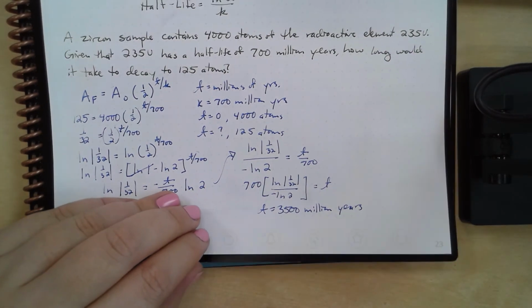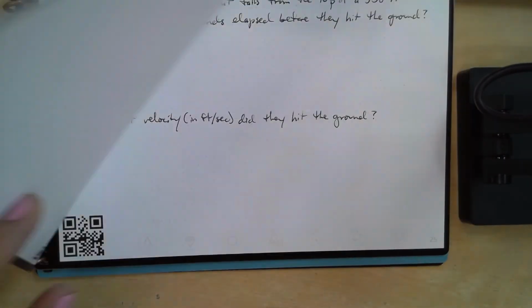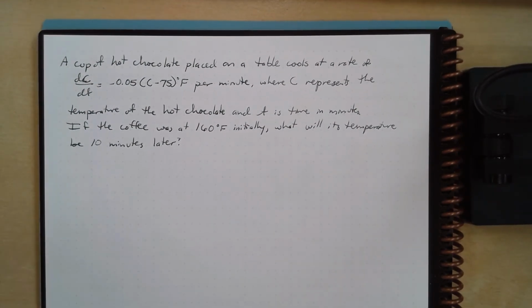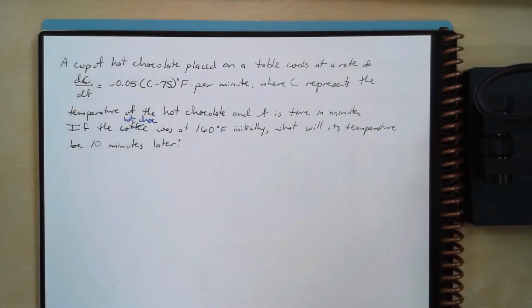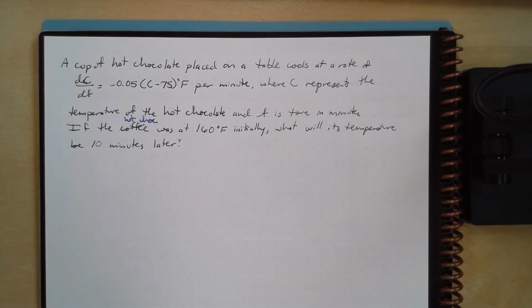Okay, one last example and then we will be done for today. This is a cozy little example. A cup of hot chocolate placed on a table cools at a rate of dC over dt equals negative 0.05 times C minus 75 degrees Fahrenheit per minute, where C represents the temperature of the hot chocolate and T is the time in minutes. If the hot chocolate was at 160 degrees Fahrenheit initially, what will its temperature be 10 minutes later?